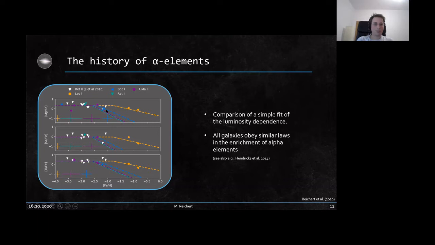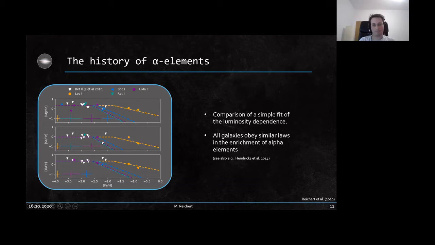And what's even also interesting is, for example, Reticulum 2. Unfortunately, I had only 2 stars, but I took also literature values from Ji et al. And you can see that there was a low-alpha star that has previously been claimed already to have probably a contribution of type Ia supernova. And if you see where the line goes for Reticulum here, this cyan line, you will realize that it also pretty much fits with this empirical relation.